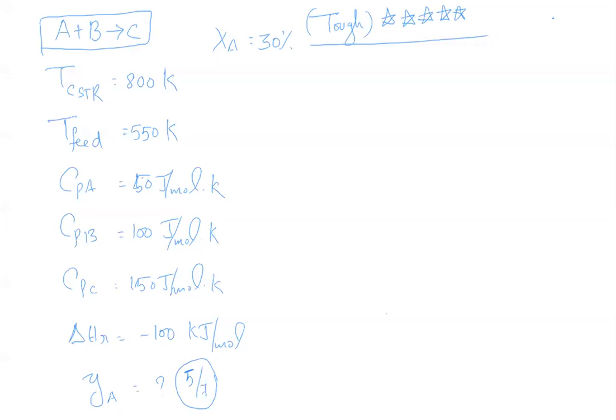Out of 100 moles, let's assume that Y is moles of A, then what is the rest? 100 minus Y is B. First establish the mole balance. Once you establish the mole balance, the next is simple: write the energy balance.